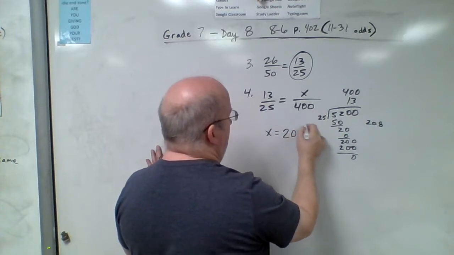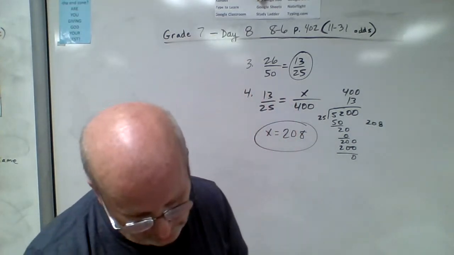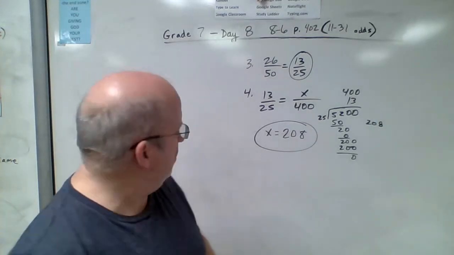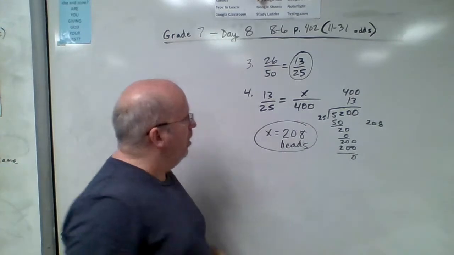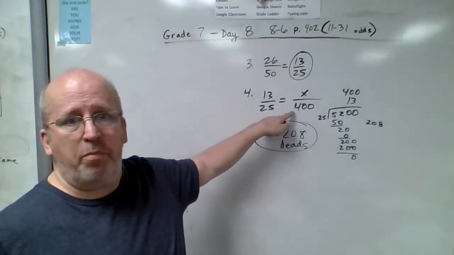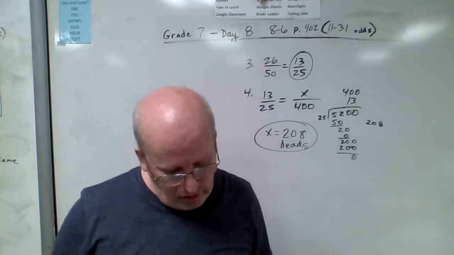I get 208 as my answer. 208. 208 what, though? What's going to be the label for this? The label will be heads. Out of 400 times, you would expect heads to come up 208 times. Let's go to number 5.